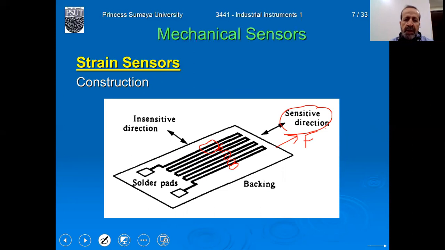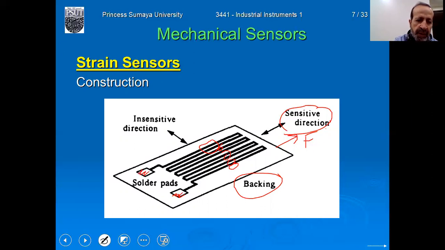So the length will be changed for this one and this one. So there are multiple changes, and the sensitivity for the zigzag pattern will be more. This metal or thin foil is bonded or glued on a backing. This is the backing here. The strain wire is glued on the backing by a certain type of glue, with end points. This end point is the solder pads.